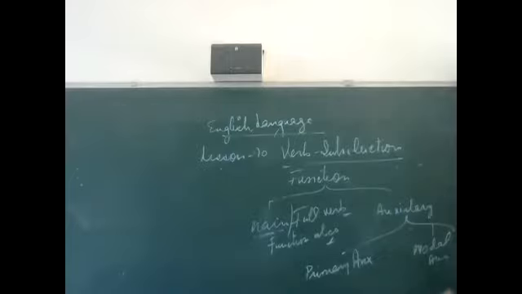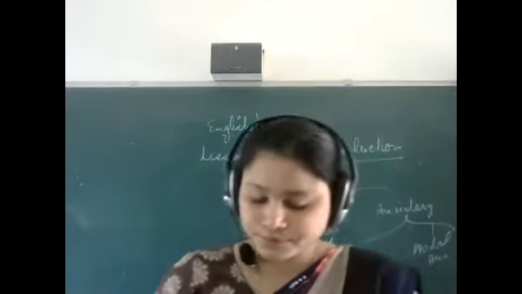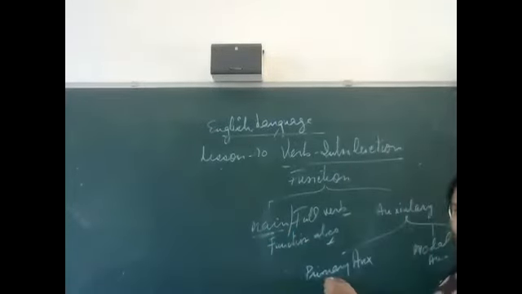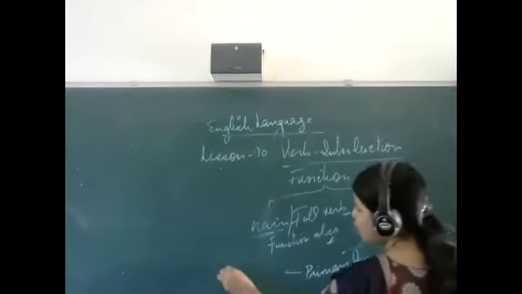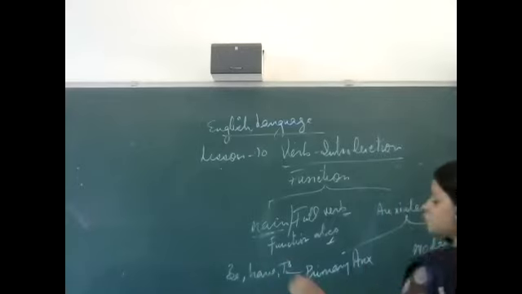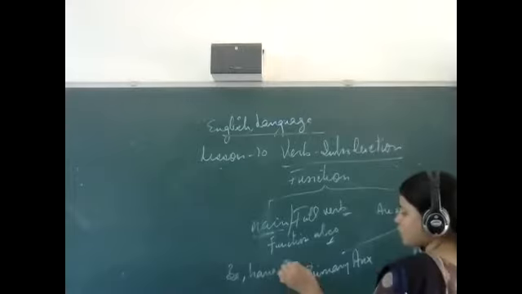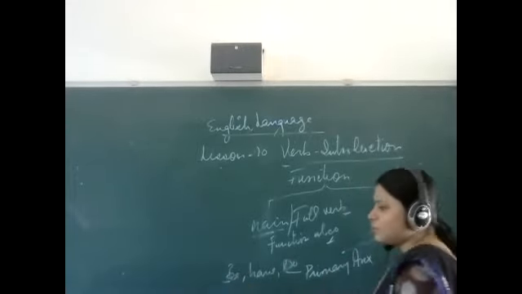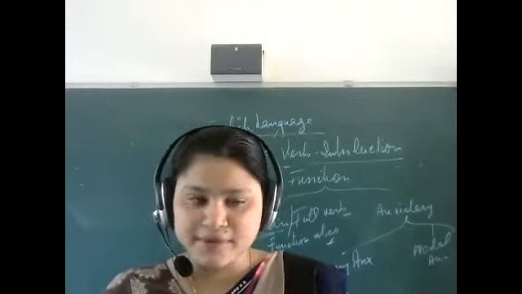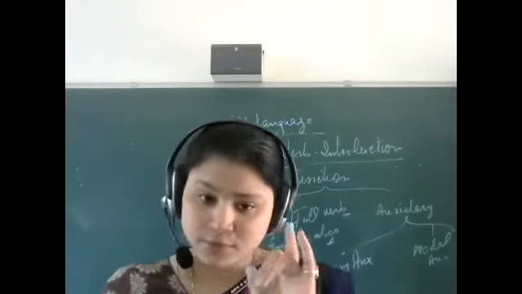Modal auxiliary. Primary verbs and modal verbs. In primary verbs, all be forms will come. For primary: all be, then have, and then do. Be means is, am, are, was, were, has, have, this type. All be forms are is, am, are, was, were, will, and shall. Whatever have.